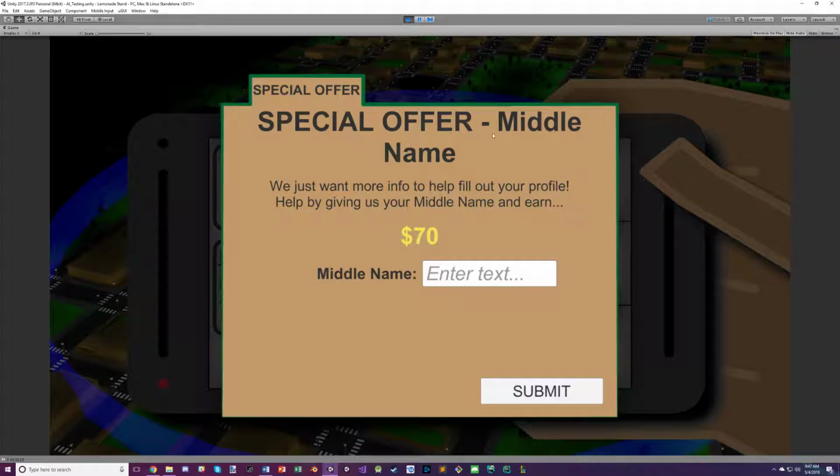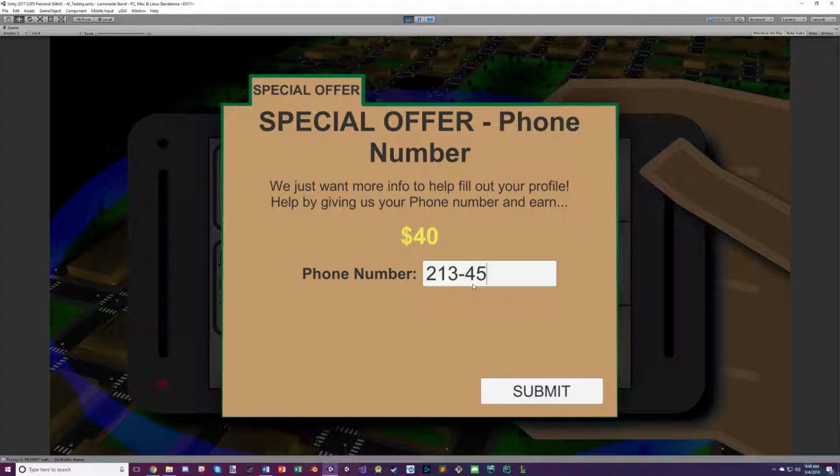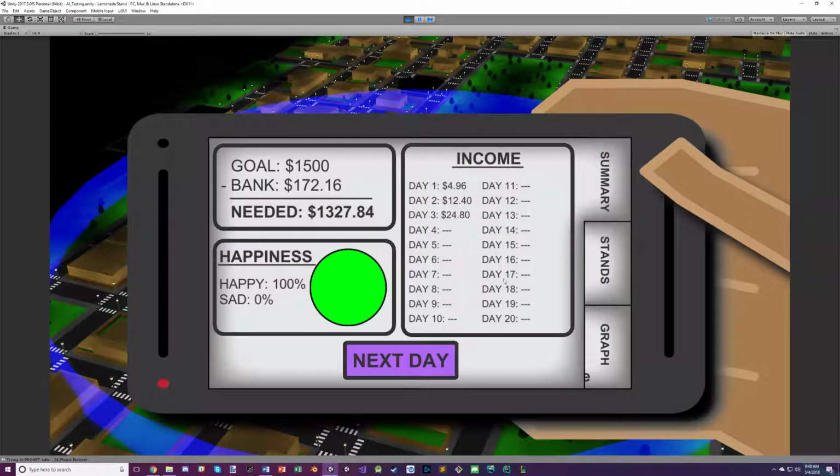Oh, here's another offer. So middle name, like most things don't really need your middle name, so I don't know why this would need your middle name. But if you want the $70, you could put in your middle name. And here's a phone number, which they really shouldn't need, but if you want the $40 and stuff like that.